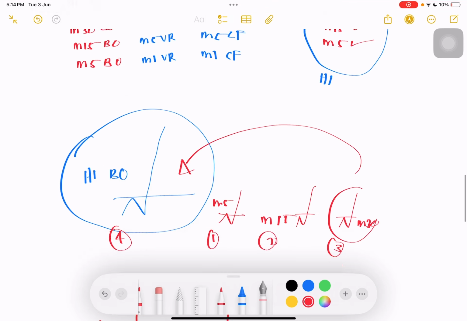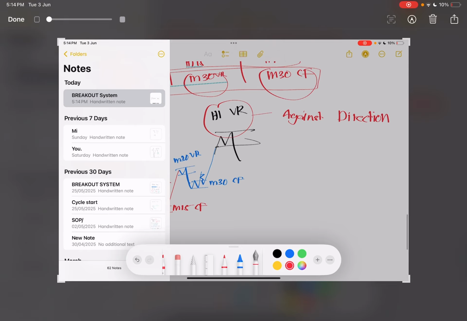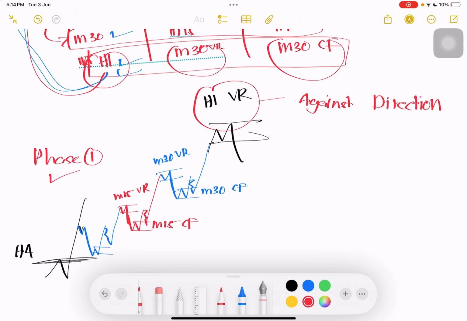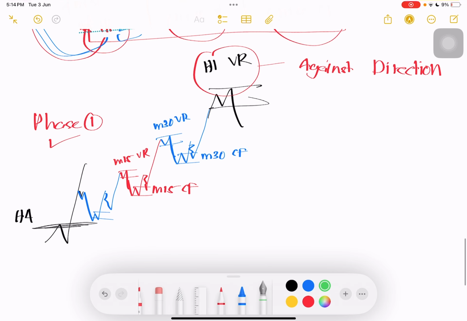Like I said, it is risky because it is against the direction. But still we can enter when the SOP is complete. Okay, now H1 VR. No need. Now H1 VR. So what can we do here? Same. H1 cycle. Okay, cycle VR CF. Cycle H1.